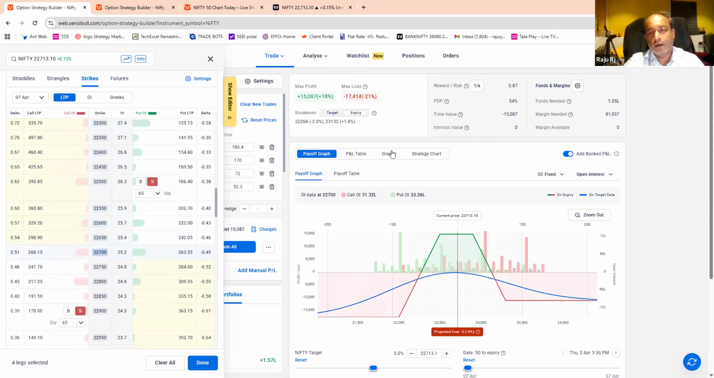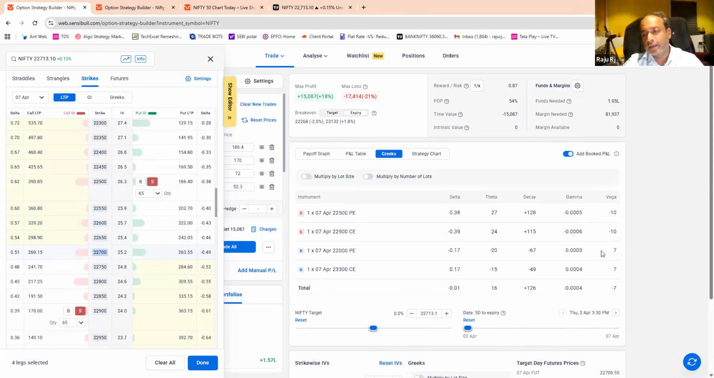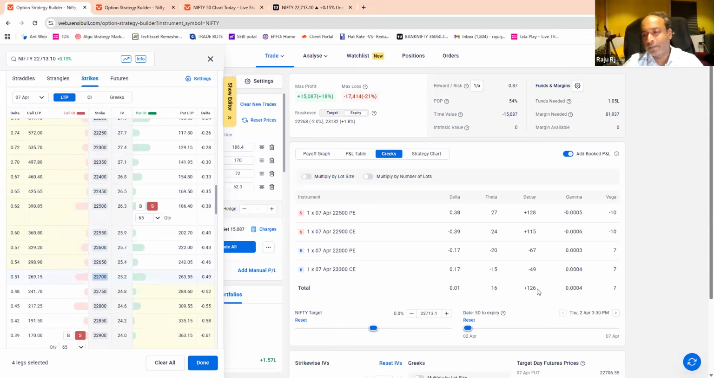If you see here in the option Greeks, you can see the Vega. We have made it positive, and the total Vega is still negative. It's okay to take the risk. If you remove the buying, the total Vega will become completely negative. As we have bought it, you can see here the decay, the theta, the delta. The delta of this option is 0.38, 0.38, it's a neutral one. That's where you make a lot of money when the market goes sideways.